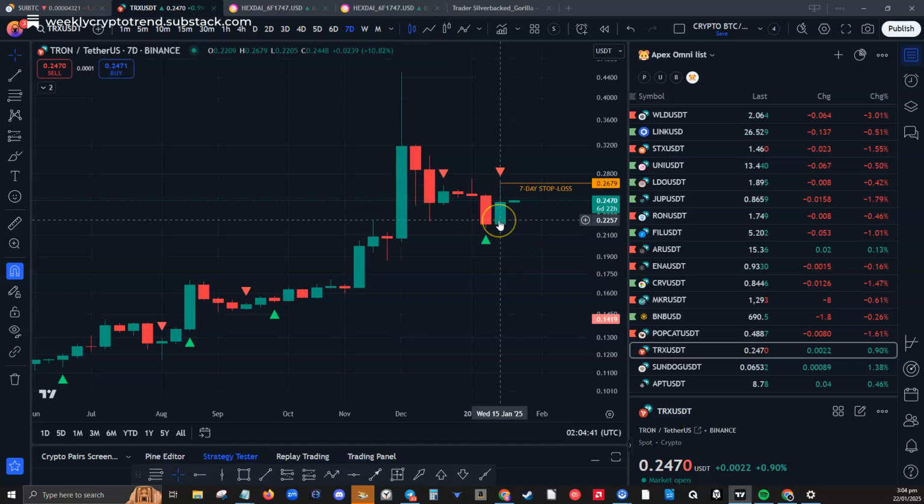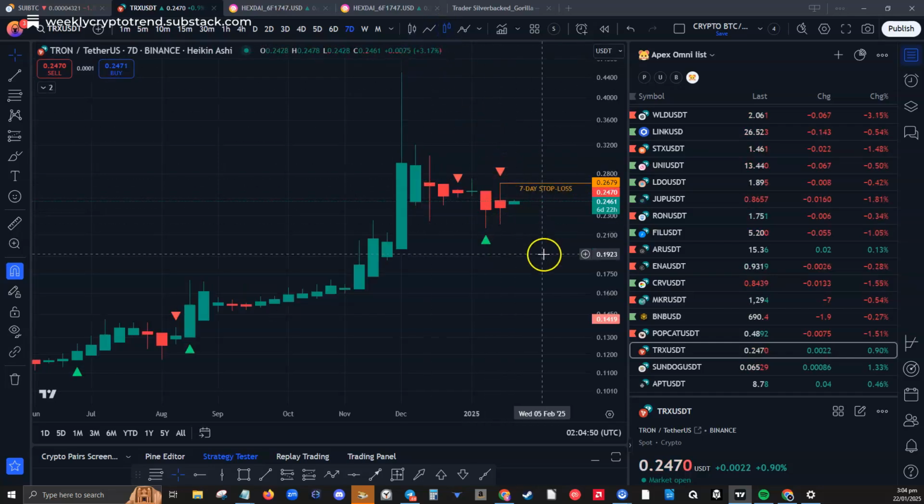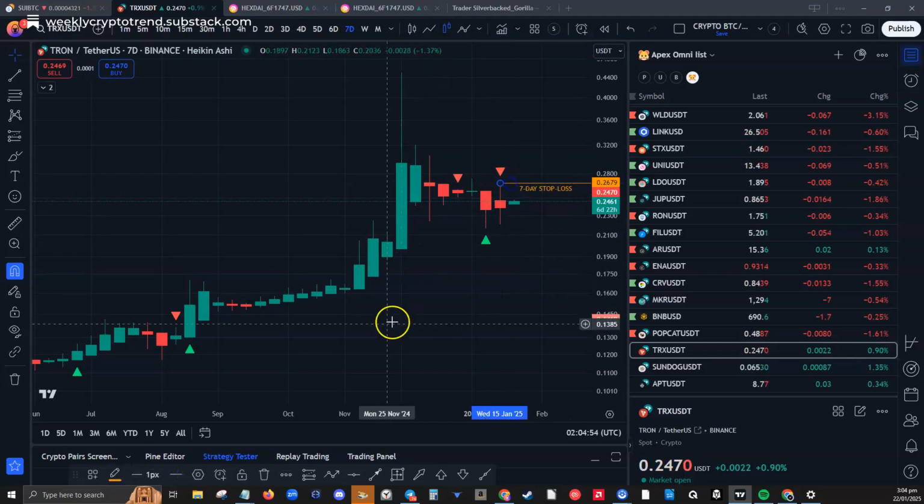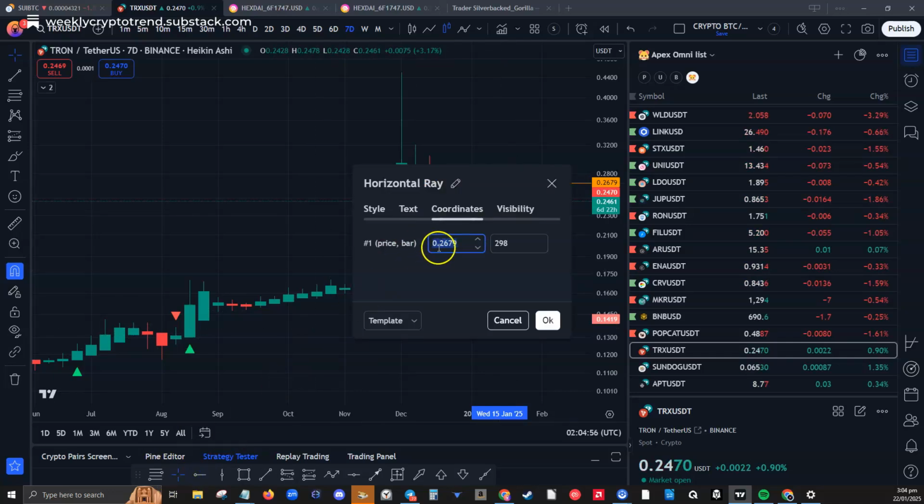Not this green candle here. And you can see it's a bigger red engulfing candle, and also a massive wick above there. So that's why the red came in. And then you can see it as just a signal here. So that's perfect. And then we just copy those coordinates for a short on Tron.